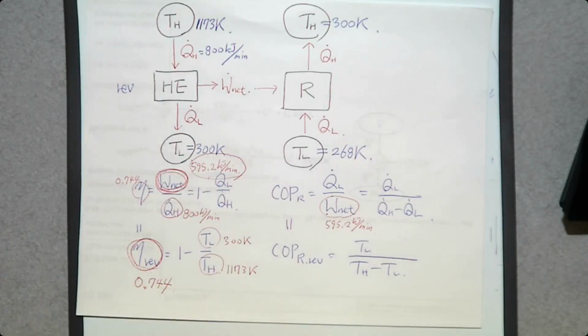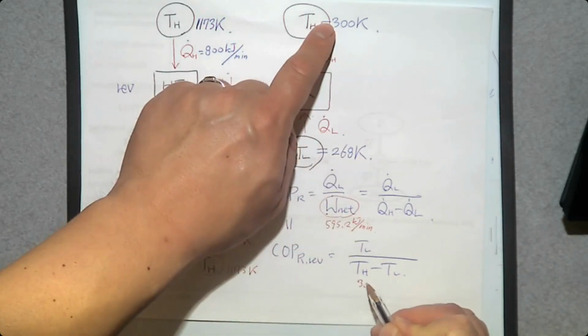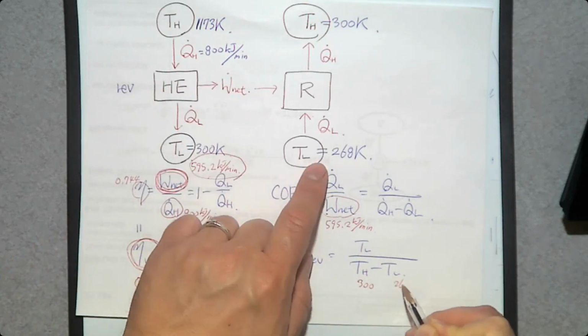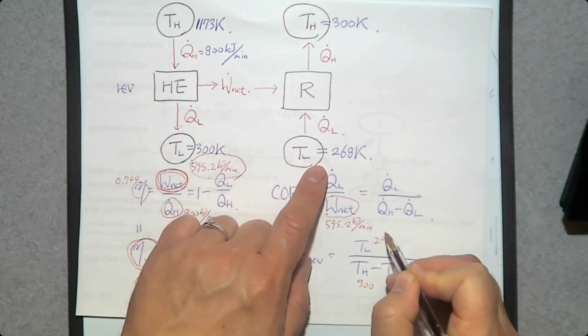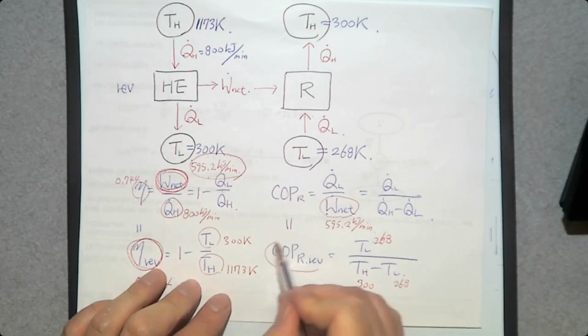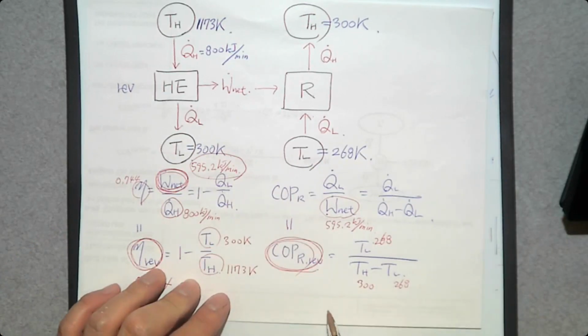Then we know the temperature of the source, temperature of the sink of this refrigerator. TH is going to be 300. TL is going to be 268. Can you determine the COP? Yes. COP is going to be 8.37.